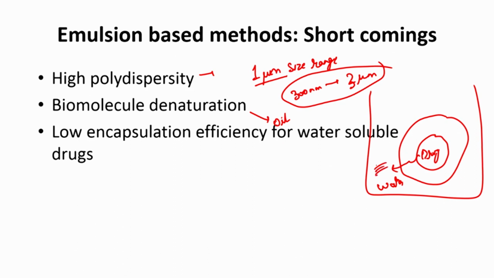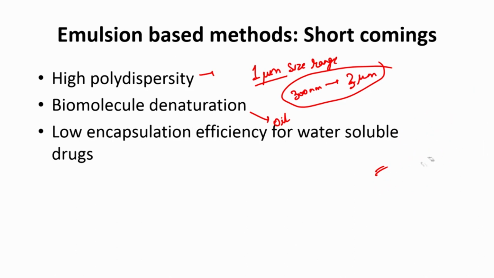So you lose a lot of drug at the time of encapsulation, and it depends on the process, the actual parameters and the drug itself, but typically you only get about 10 to 50% encapsulation of water soluble drugs in a double emulsion process.